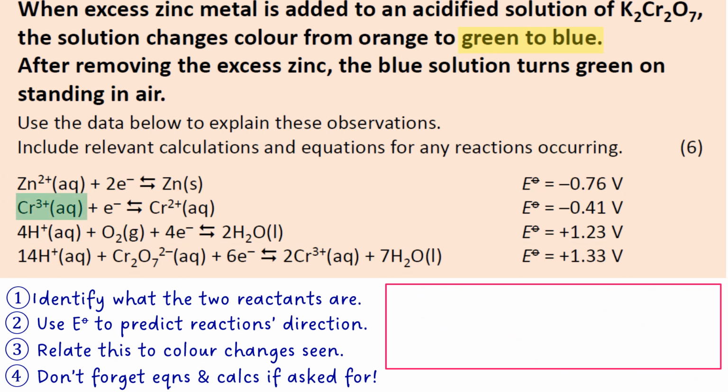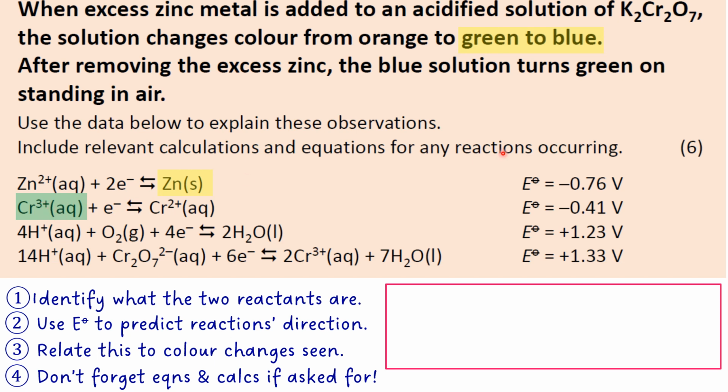You start off by taking the green, which is obviously your Cr3+, and the Zn. Now, why did I choose this one here? Well, I know that I've still got zinc metal in my mixture. I haven't quite got to the point where it says after removing the excess zinc. So I'm still in the sentence where it says excess zinc metal is added. So I need something that involves zinc and involves Cr3+.